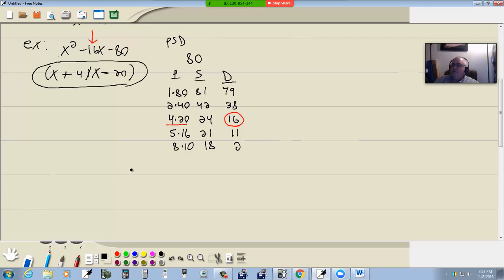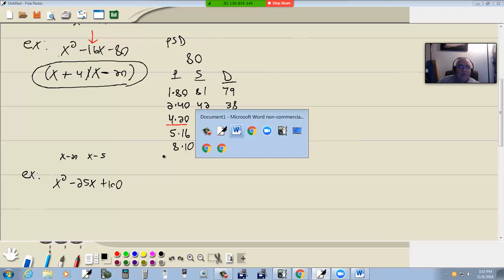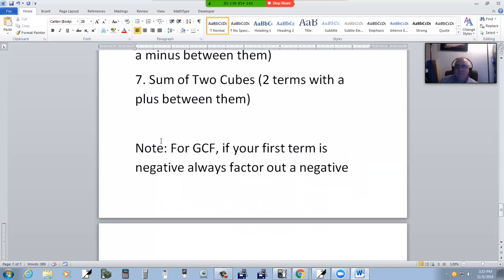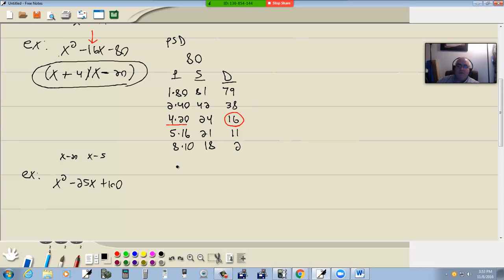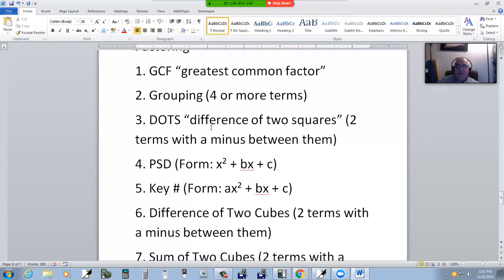Let's look at one more of those. So we got x squared minus 25x plus 100, and want to factor it. Well, if I come up here, there is no GCF. Grouping is 4 or more terms. We only have 3 terms.